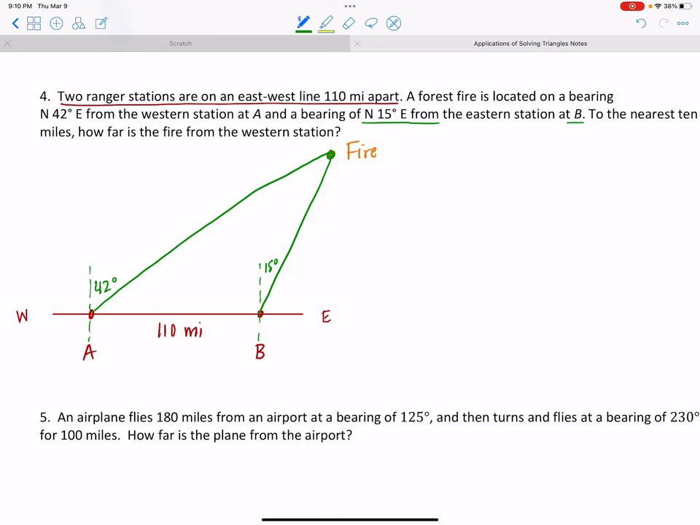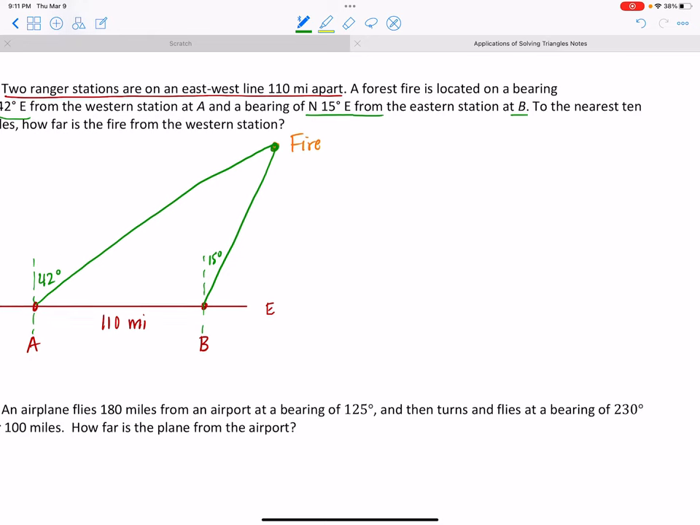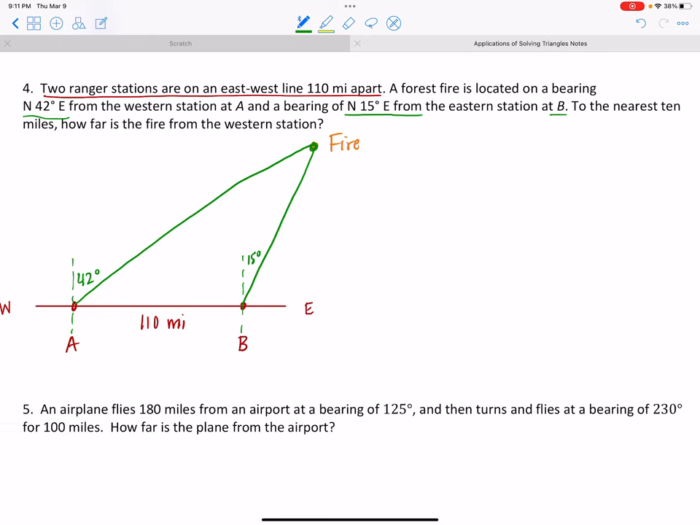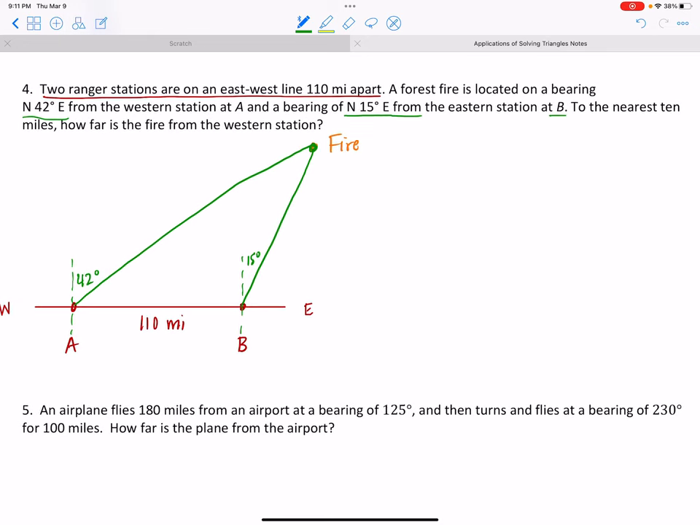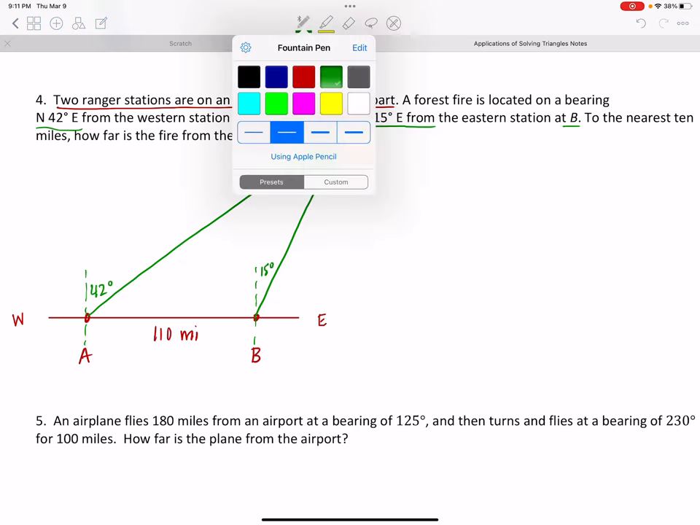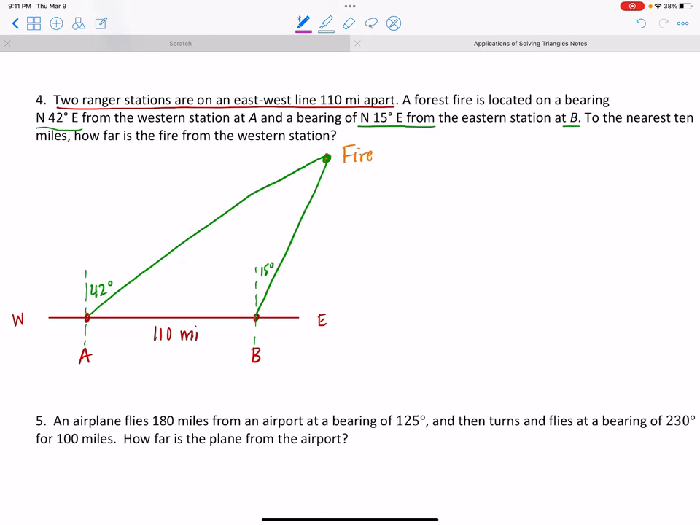And now we have a triangle created. Now my triangle looks bad because I didn't use my drawing tool, but don't judge me. Okay, so we got everything we need. We got our triangle. However, let's see. What's the question? To the nearest 10 miles, how far is the fire from the western station? So the question in this one is this side length of our triangle. That's what we're going to be trying to find.